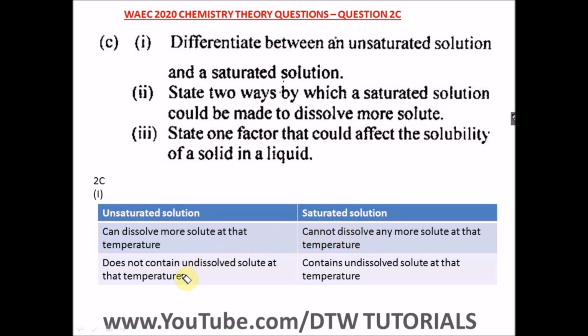That's one difference. Another one is that an unsaturated solution does not contain undissolved solutes because you can still keep on adding more and they will keep on dissolving. So there is no undissolved solute. But a saturated solution contains undissolved solutes, because when it has gotten to a point of saturation and you keep on adding more solutes, the solutes you're adding would no longer dissolve. So a saturated solution contains undissolved solutes at a particular temperature, while an unsaturated solution does not. That's question I.